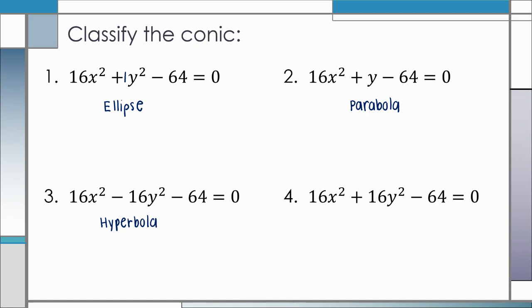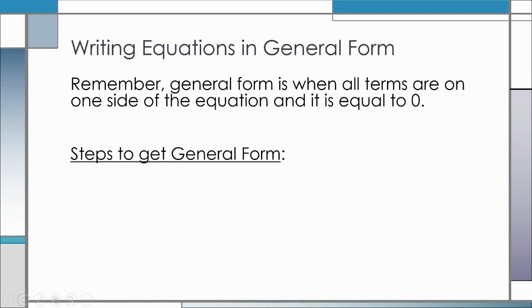And then here in the last one, we have 16x squared plus 16y squared minus 64 equals 0. I see two squared terms, I see both positive terms, and I see the same number in front. That means that we have a circle. All right, so that was classifying. Now let's do the other concept. Let's write equations in general form.